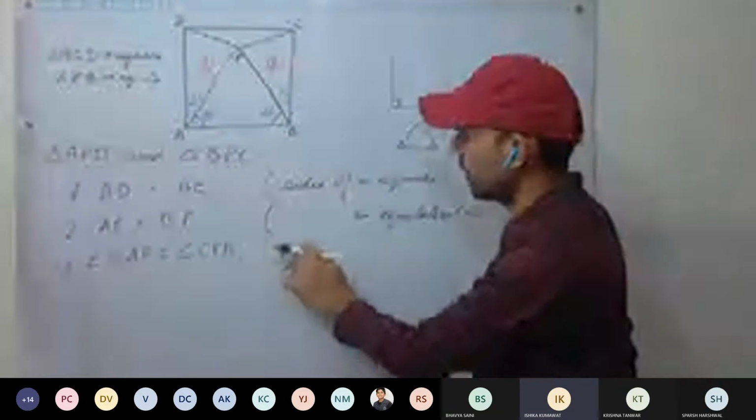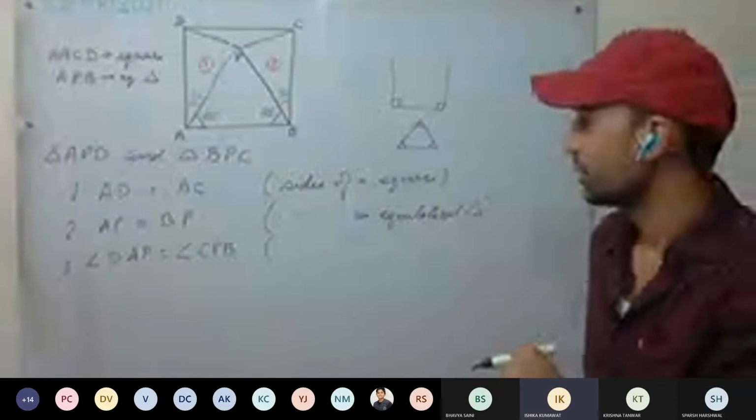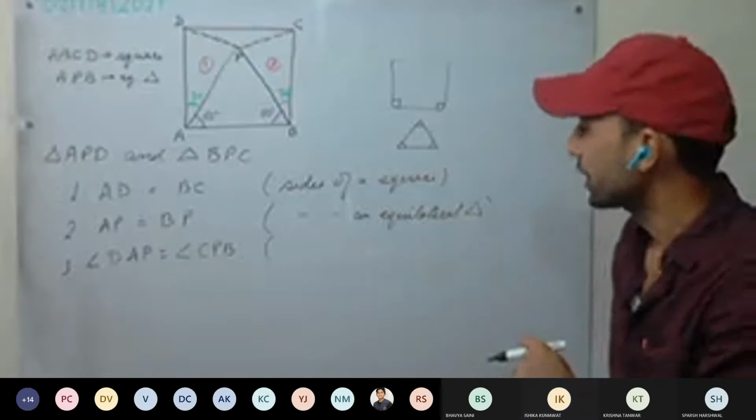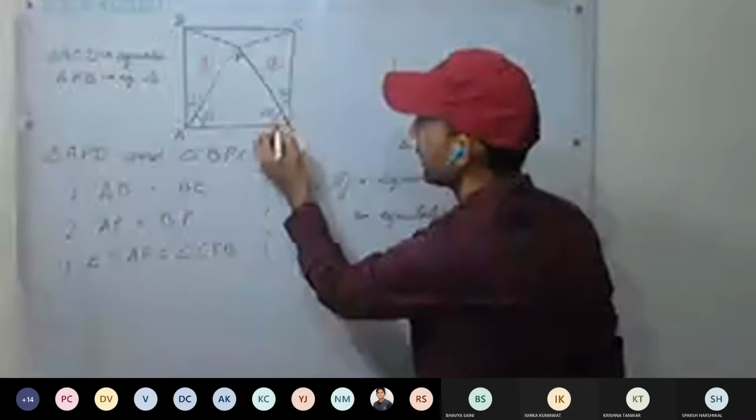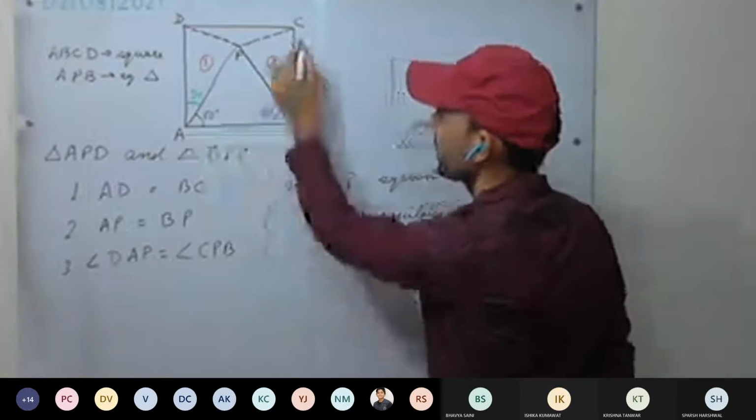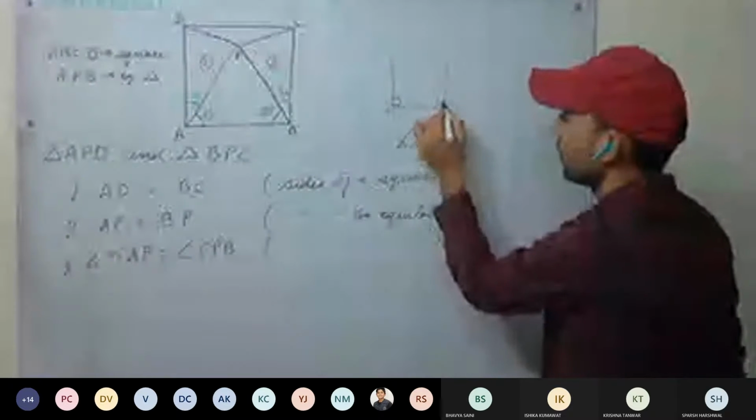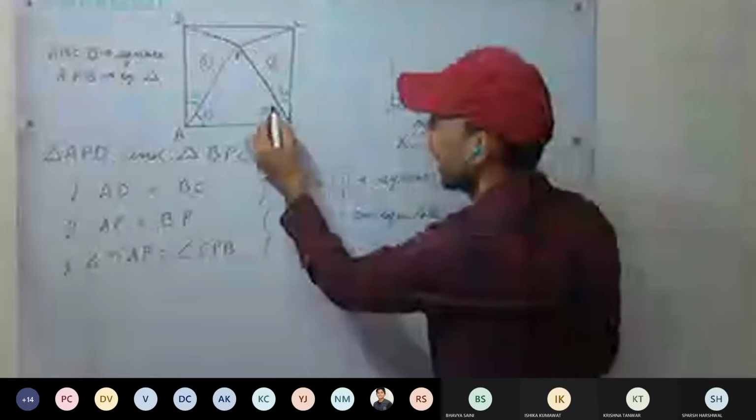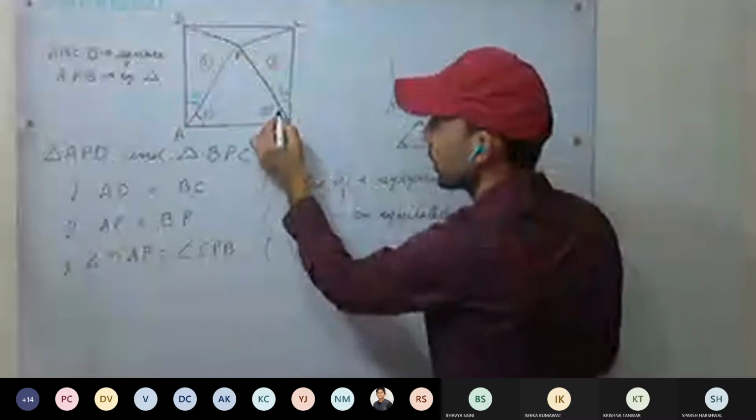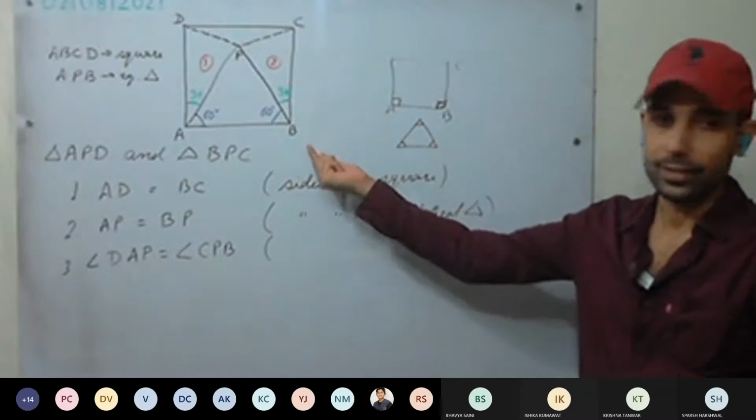Sir, in the third point, how did angle CPB come? See, this angle ABC is an angle of the square, so it will be 90 degrees, and this is an equilateral triangle, so it will be 60 degrees. So the remaining angle we have calculated is 30 degrees.